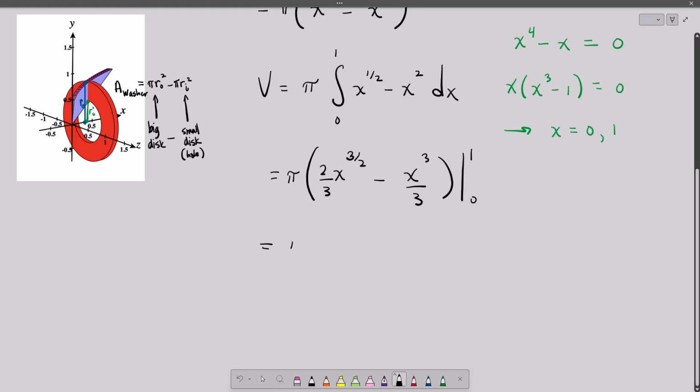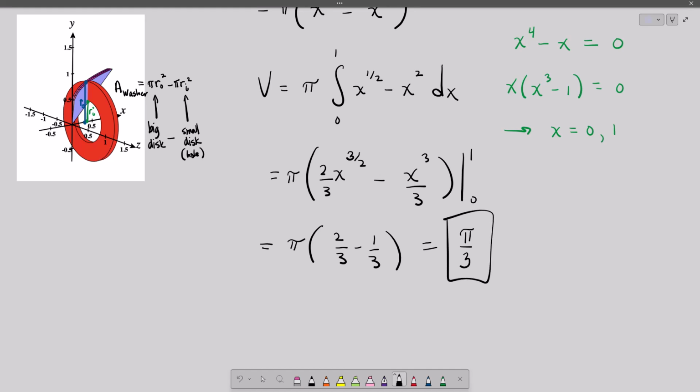And we get a pretty nice looking problem. Plugging in 1 gives us 2/3 minus 1/3. Plugging in 0 gives 0. So we don't even really have to think about that. 2/3 minus 1/3 is 1/3. That is our volume. That will be our volume.